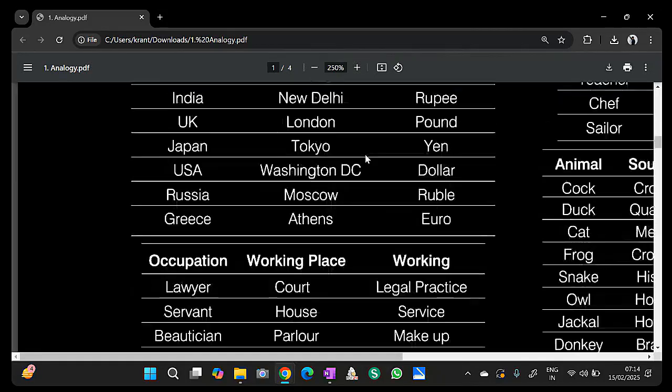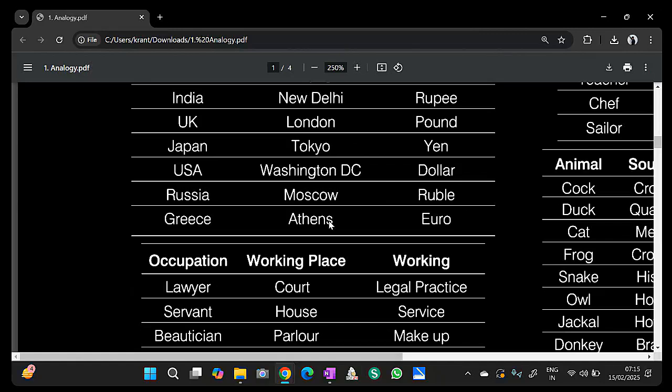Now we have occupation, working place, and working. Lawyer is the occupation. Where is the working place of a lawyer? It is court. And what is the name of the work done by the lawyer? Legal practice. Servant: the working place is house, and the name of the work is service.